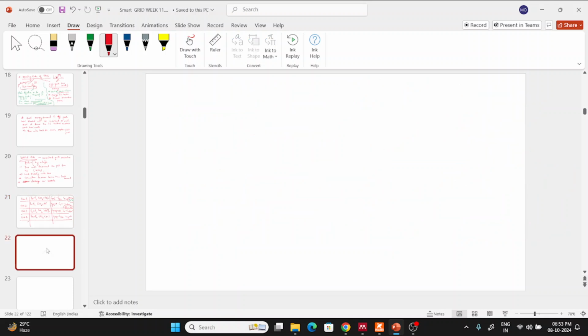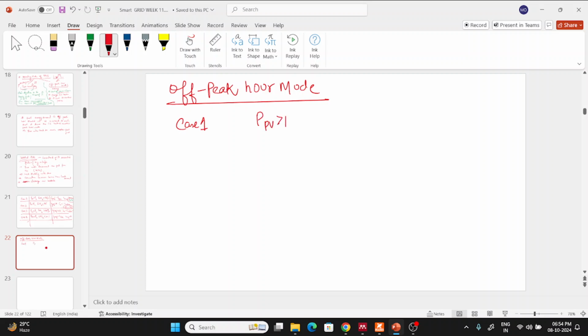Then we analyze the same system for the off-peak hour mode. Here we also have taken four cases. What are those cases? Case 1 corresponds to when PPV is greater than P_load and SOC of the battery is greater than 90%, off-peak hour. Then I_grid_ref will be equal to minus I_LFPC and I_B reference is equal to 0.